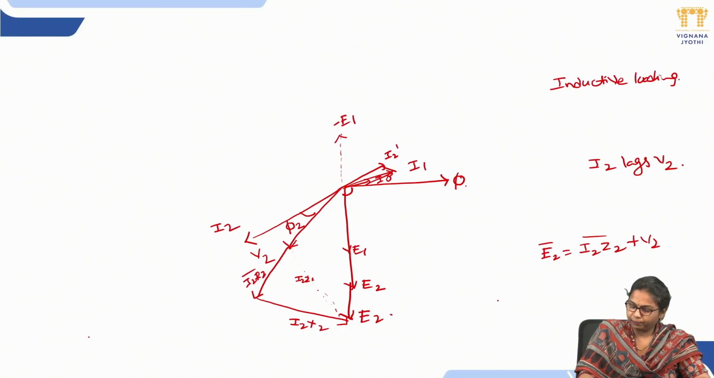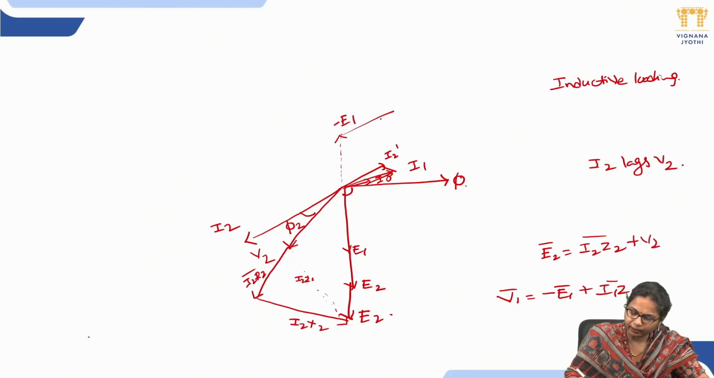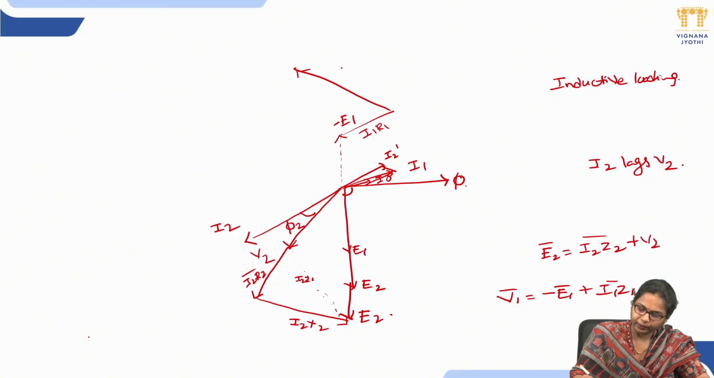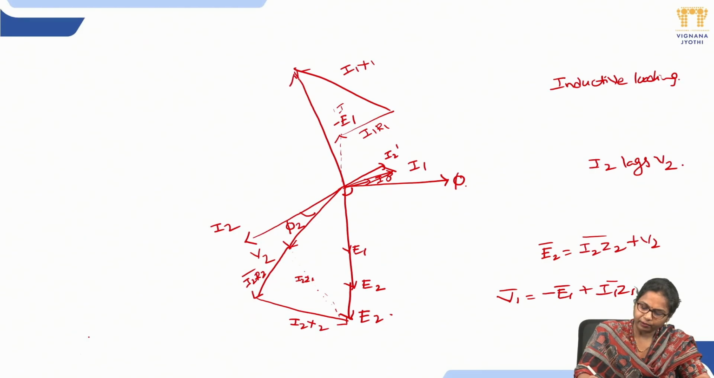Again, the primary we can obtain as minus E1 plus I1 Z1. So here I1 R1, then at 90 degrees I1 X1. This is our I1 Z1, and from the origin we get our V1. This is how we can obtain the phasor diagram of a practical transformer and its equivalent circuit for different loadings.